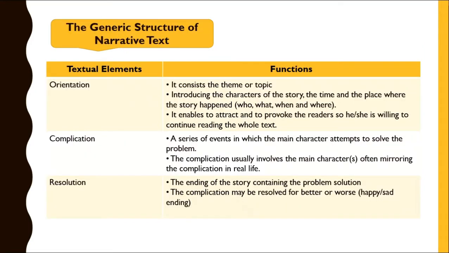So here you have to pay attention to the generic structure. When you write the narrative text, you need to pay attention to these three textual elements. The first is orientation, complication, and resolution. The first, orientation, consists of the theme or the topic. When you write the orientation, it should be in the first paragraph or second paragraph. It talks about the theme and topic.